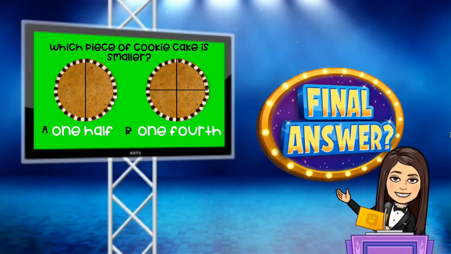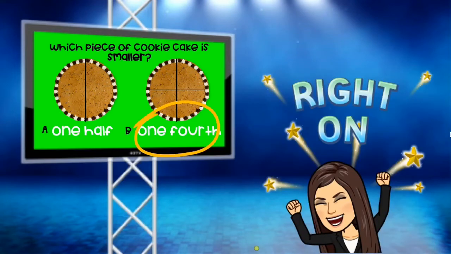Do you have your final answer? Right on. 1/4 is the smaller piece of cookie cake. If we look at those cookie cakes, 1/2 of the cookie cake is way bigger than 1/4. And remember, when we are partitioning a shape, if it has more pieces, the pieces are getting smaller. So 1/4 is smaller than 1/2.